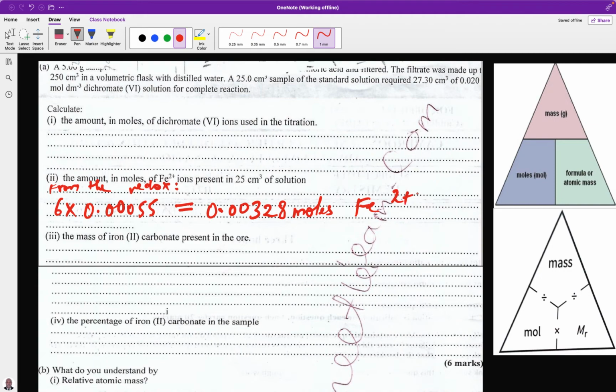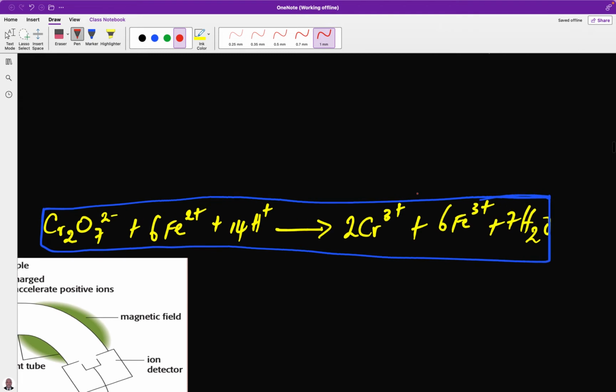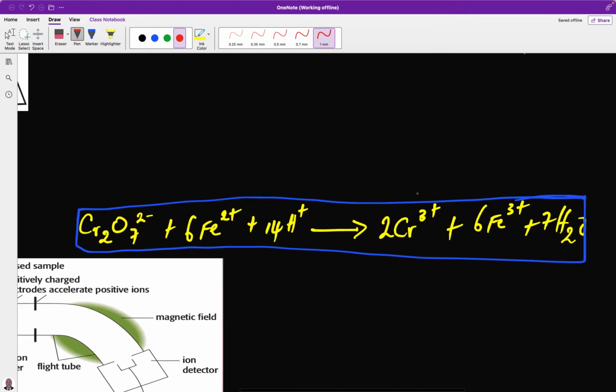So now from our equation here, you have known that 6 moles of iron 2 reacted with 1 mole of this, and now we have got the moles of dichromate. So the only way is to use the mole ratio. Only 1 mole here. For this to react with this one, you need to multiply here by a factor of 6. So your balanced equation is very, very important.